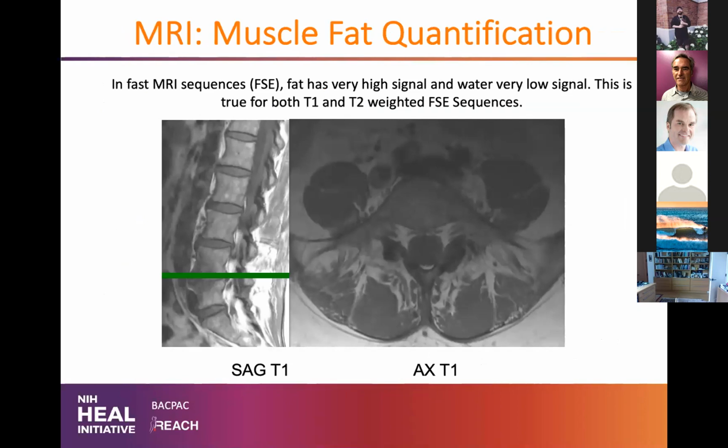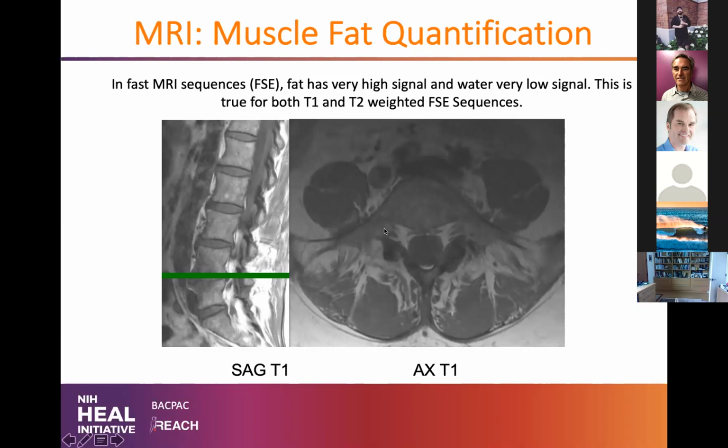But let's switch to MR imaging, and that's what we do mostly in my lab, and that's also part of REACH and the BACPAC efforts, what we do here at UCSF. You see here a typical T1-weighted fast spin echo sequence, and you can clearly see the fatty infiltration as a bright signal and the muscle as a dark background. So it's fairly easy to distinguish here the two compartments, the fat compartment and the muscle compartment.